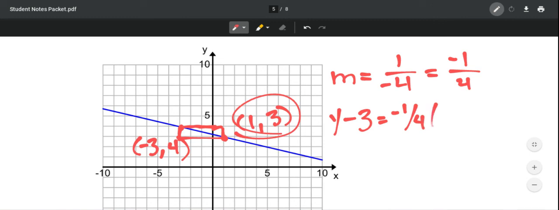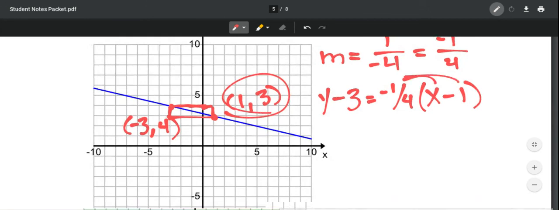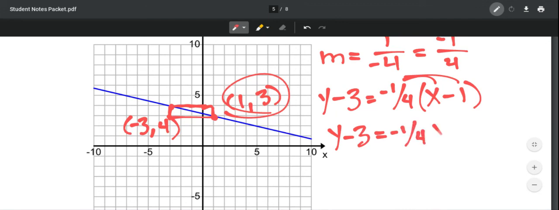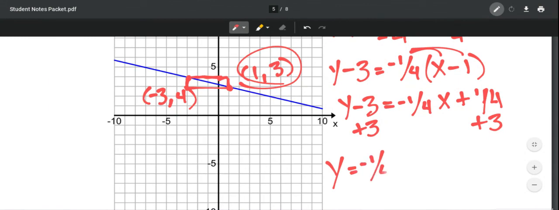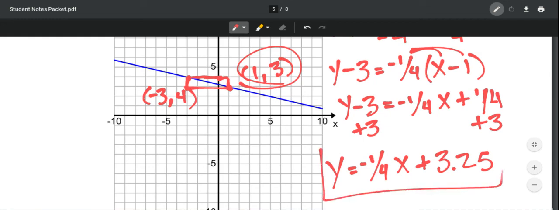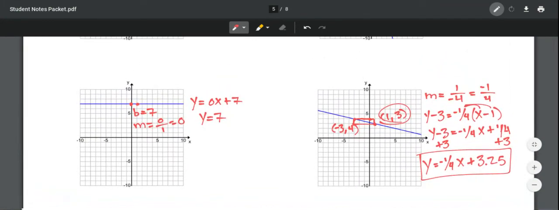So y minus 3 equals negative 1/4 times x minus 1. So distribute: negative 1/4 x plus 1/4. Sorry, that's kind of a bad 1/4. I add, so now y equals negative 1/4 x, and that is plus 3.25. 1/4 is 0.25. And there's my equation. So just a little review on writing equations of lines. We will need to do this for level 2s.